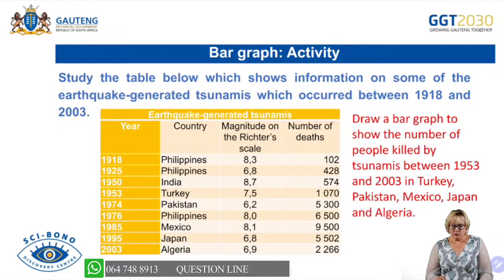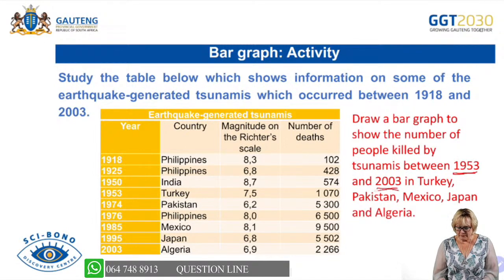Now they say, draw a bar graph to show the number of people killed by tsunamis between 1953 and 2003 in Turkey, Pakistan, Mexico, Japan, and Algeria. The examiner is trying to catch you out. He's not saying draw a bar graph of the information. He's telling you exactly which ones you must draw. Can you see you must draw from where? From 1953 to 2003. So let's go to our table.